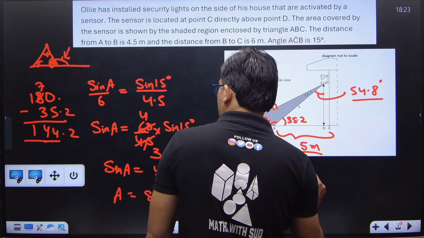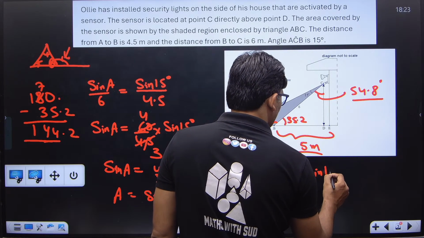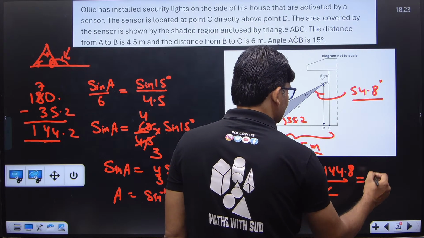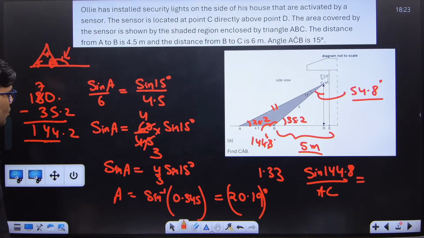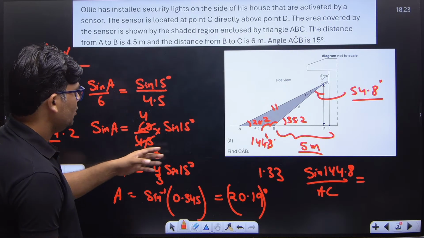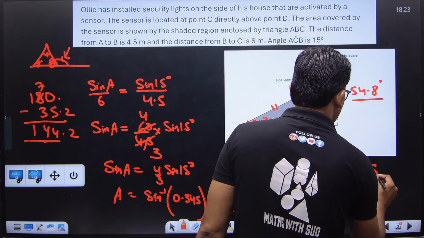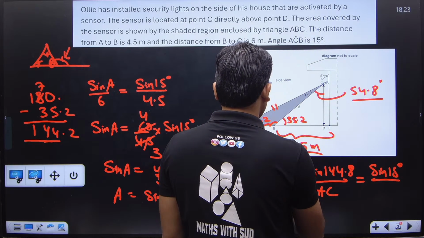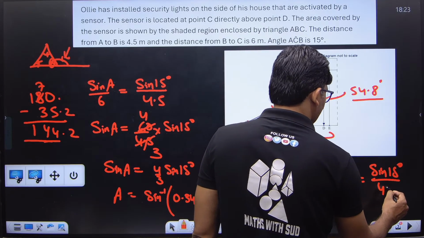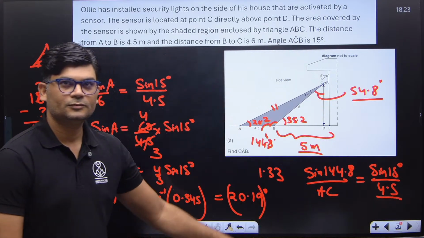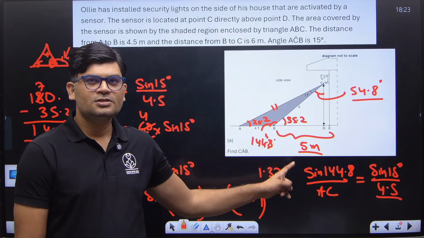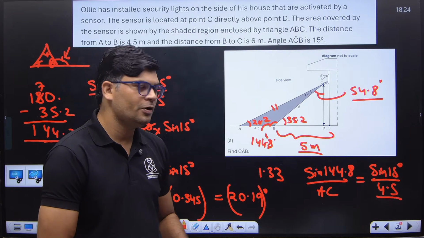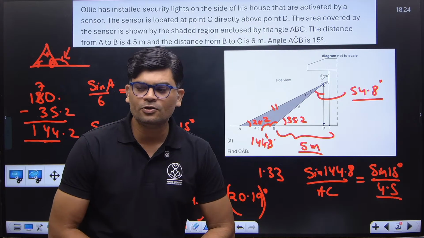So we will write it as sine of 144.8 divided by AC is equal to, now we know the angle, sine 15 degrees divided by 4.5. Write this equation: sine 144.8 upon AC is equal to sine 15 degrees upon 4.5. Understood? This is the sine rule, we are using it.